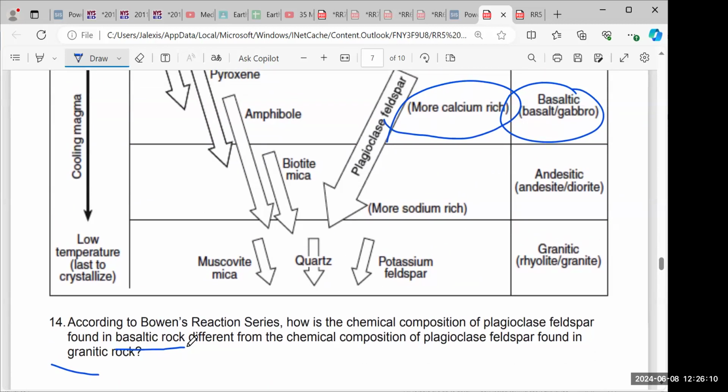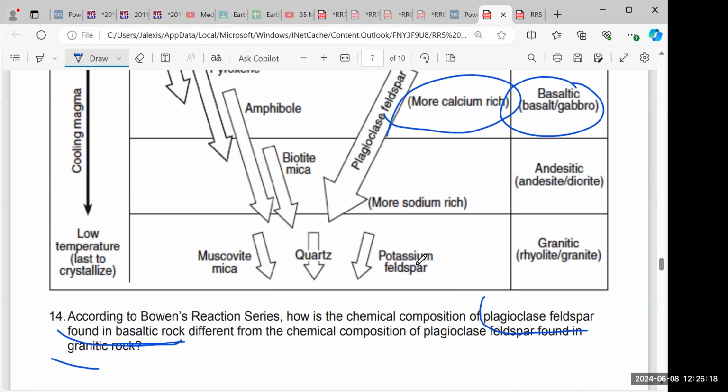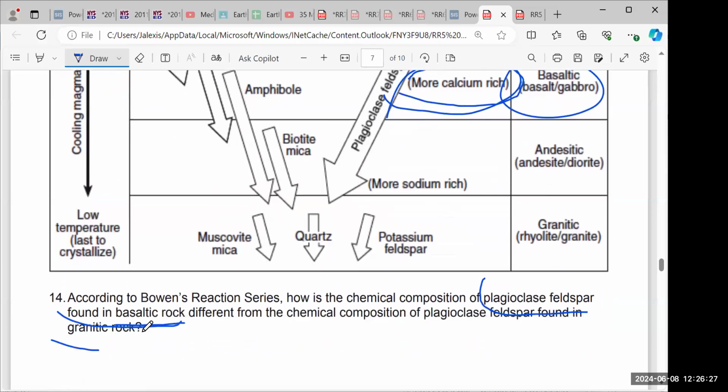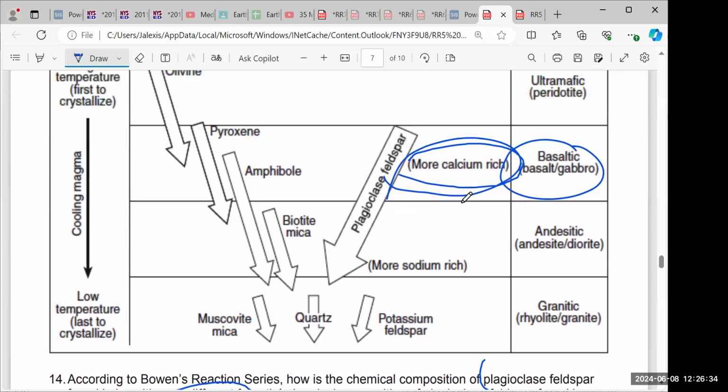The plagioclase found in basaltic rock, how is it different from the plagioclase in granitic rock? It tells you right here. It's more calcium rich. That's your answer. They told you according to the Bowen reaction series. That means according to this diagram, my answer has to be according to this diagram. And that is your answer.